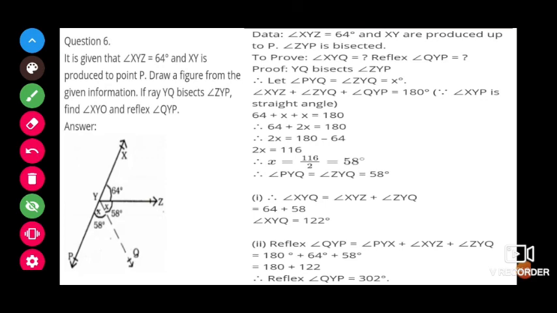Okay children, even here, whatever steps I explained, based on that you can write your own steps also. If you write your own steps, then only you can improve in your geometry. Don't copy from the slides blindly.